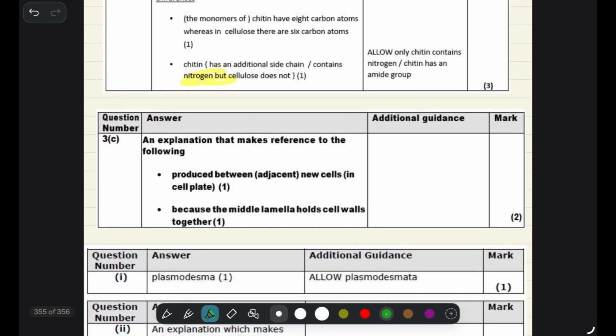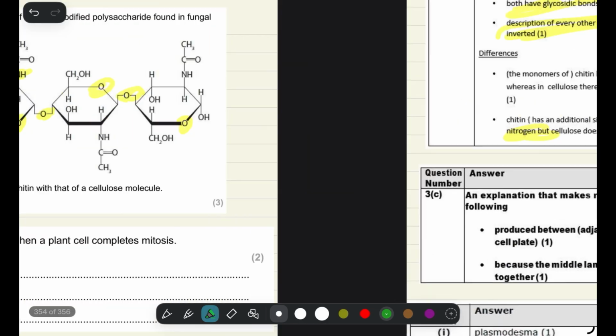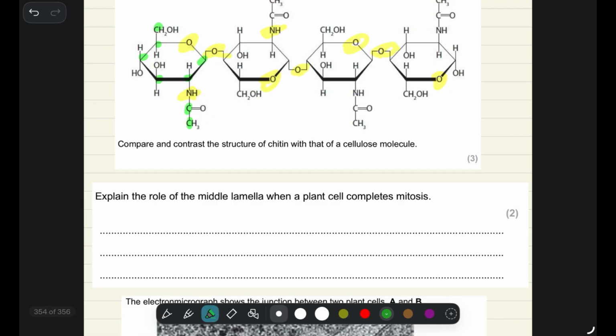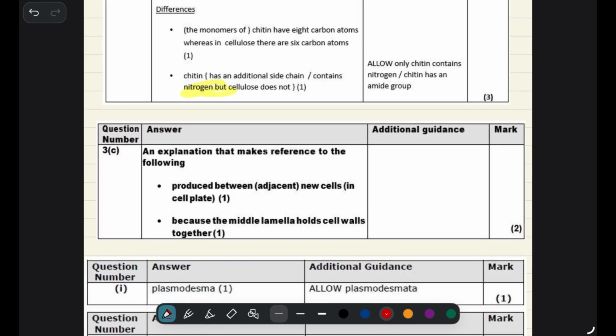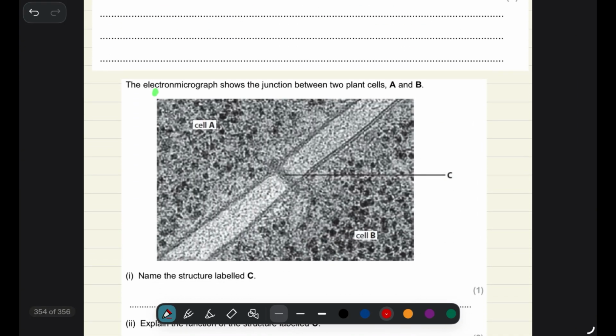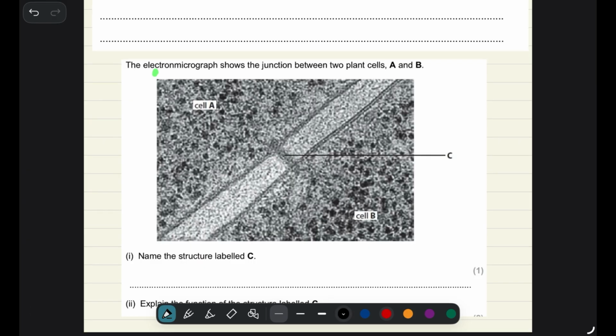Now, middle lamellae, again, in terms of the content of the question, I think like the role of middle lamellae, mitosis has nothing to do with this. I feel like they've added in mitosis here just to throw people off. So I just explain the role of middle lamellae, which you can do, yeah? Between adjacent cells, or maybe new cells because of mitosis, so you're adding a bit of context, and then it holds the cell walls together. That's the important bit.